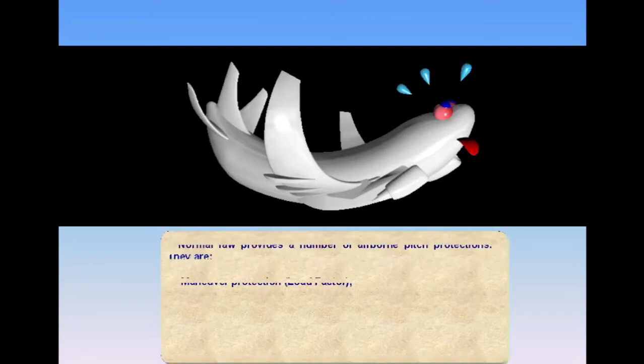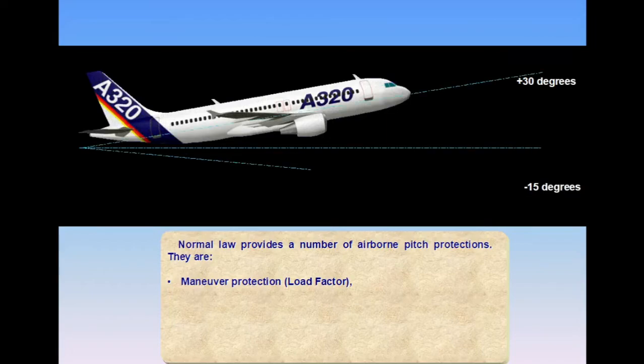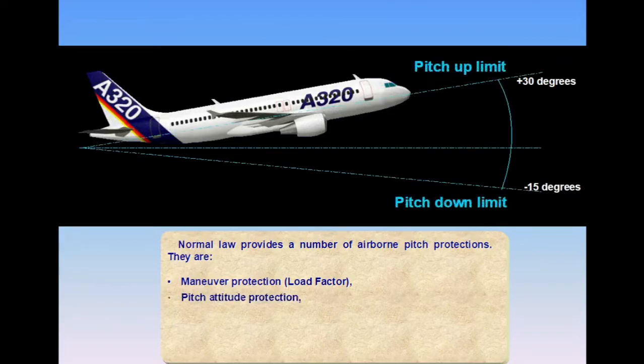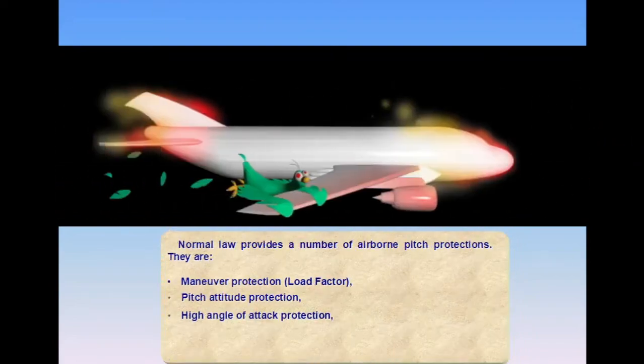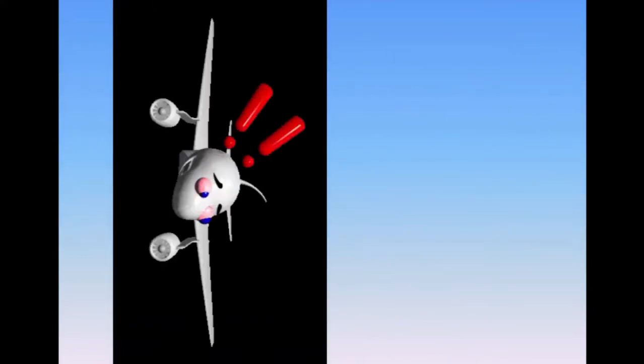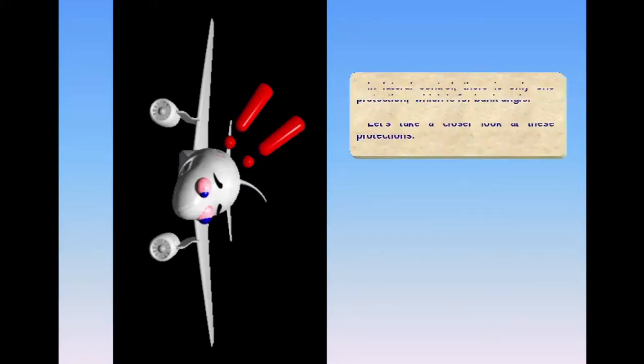Normal law provides a number of airborne pitch protections. They are maneuver protection, load factor, pitch attitude protection, high angle of attack protection, high speed protection. In lateral control, there is only one protection, which is for bank angle. Let's take a closer look at these protections.